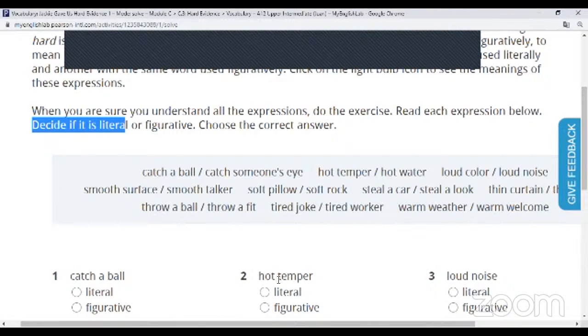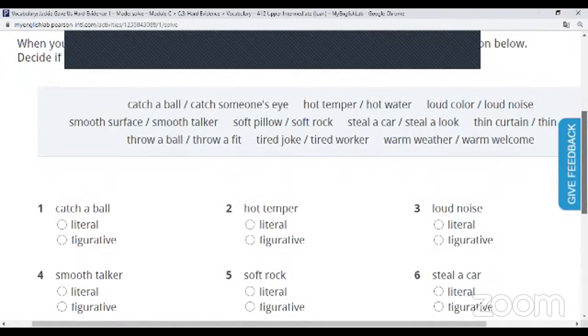Choose the correct answer. Okay, so now we have to catch a ball, to catch someone's eyes, hot temper, which Alison Lara had a question with that one. Hot water, loud color, we know that one. Loud noise, smooth surface, and smooth talker. Oscar had smooth talker earlier, and that's somebody who tries to convince, to persuade somebody, but with lies. So that's like a smooth criminal. Remember Michael Jackson? Okay, smooth talker.